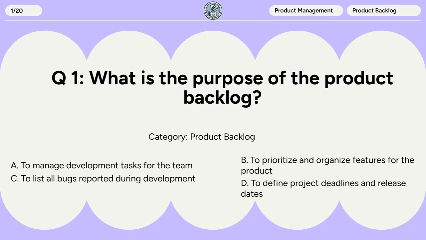Question 1. What is the purpose of the product backlog? A. To manage development tasks for the team. B. To prioritize and organize features for the product. C. To list all bugs reported during development. D. To define project deadlines and release dates.